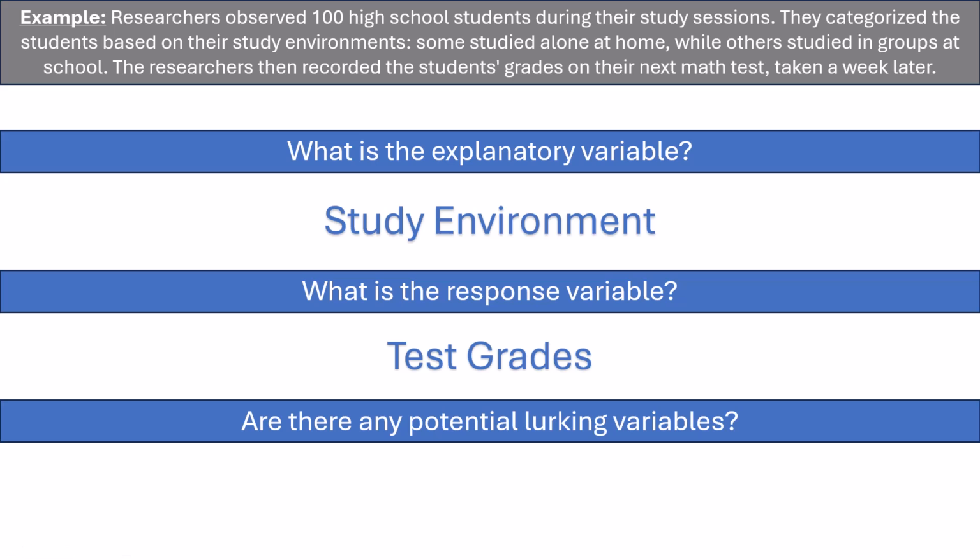And there could be a number of possible answers here, but the one that I came up with was study hours. So even though some could be studying at home and some could be studying at school, it could be the case that the students who are studying at school just tend to study more than the ones who are studying at home. And that could be a possible lurking variable that could be influencing the results that we might be seeing in our observational study.